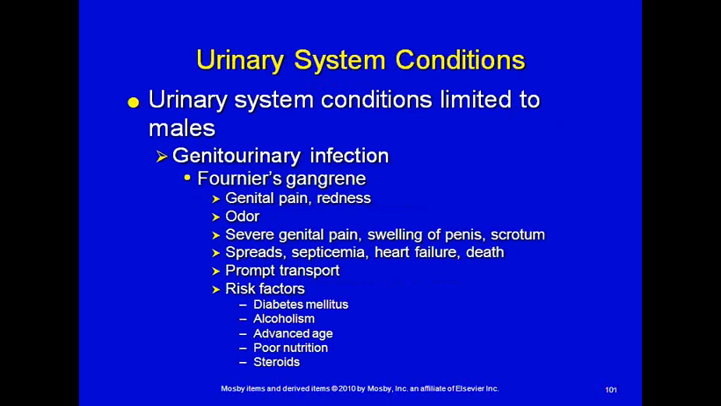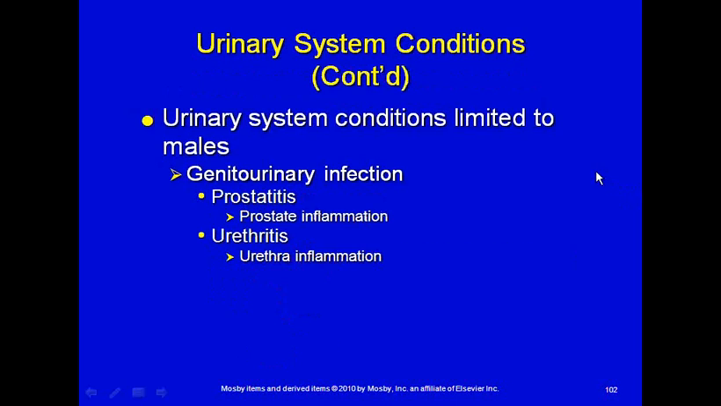Signs and symptoms of the genitourinary infection called Fournier's gangrene: genital pain and redness, odor from the discharge, severe genital pain, swelling of the penis, the scrotum. If left untreated, certainly this infection can spread to the blood, causing septicemia, heart failure, and death. So prompt transport is necessary, and those people at greater risk of developing Fournier's gangrene include those with diabetes, alcoholism, advanced in age, poor nutrition, and steroids.